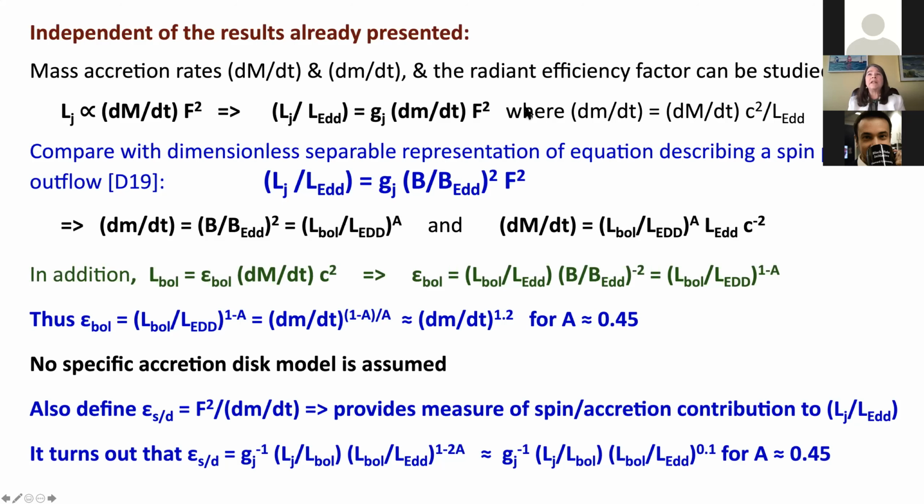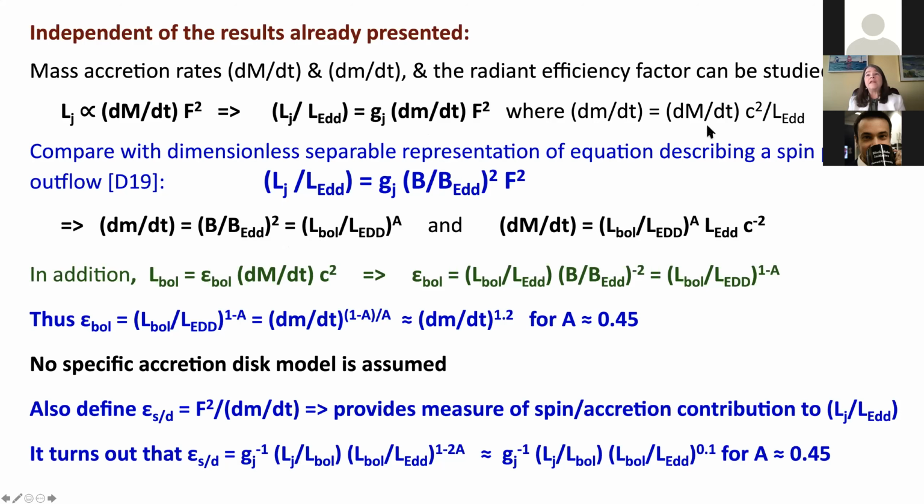In any case, using this definition and this relationship between the beam power and the mass accretion rate, it's easy to show that we can write LJ over LED is our normalization factor G sub J times dMdt, the dimensionless mass accretion rate, times F squared. So once again, we identify terms here, and we can write that the dimensionless mass accretion rate is B over B ed squared, which we already found was L bol over L ed to the A.